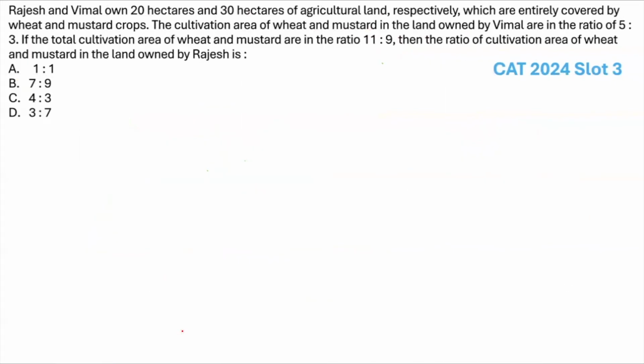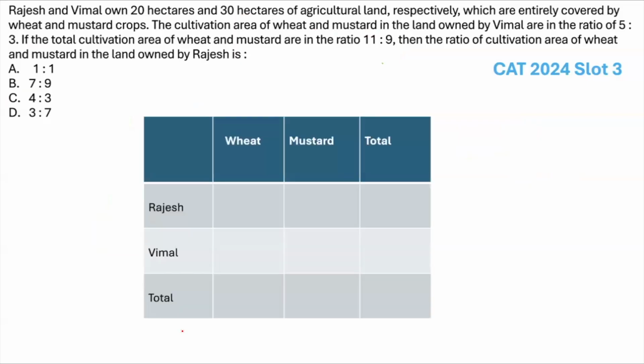Right, so that was the first method of answering the question. The second method is a much quicker way out. We just tabulate things and we basically work with ratios. Notice that Rajesh owns 20 hectares of land and Vimal owns 30 hectares. And the ratio of wheat and mustard cultivation in the land owned by Vimal is 5:3. Now the problem is 5 plus 3 is basically 8.